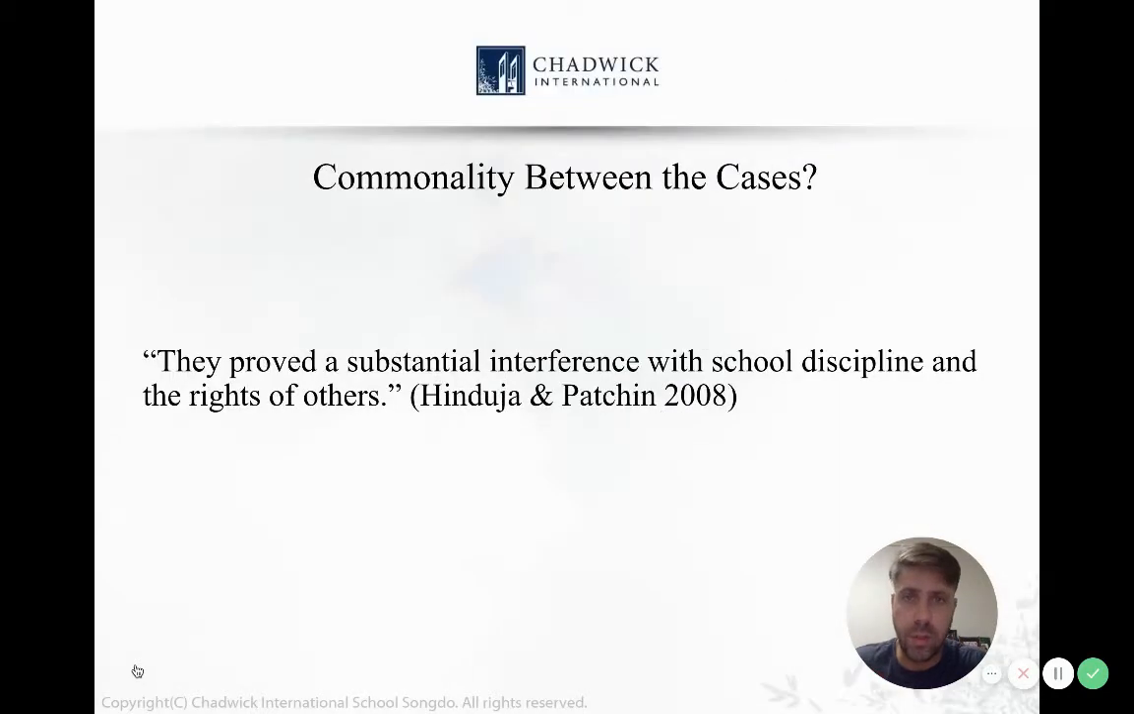So, what's the commonality between these cases? Well, they proved a substantial interference with school discipline and the rights of others. The ones that were applied to students and where the students were eventually suspended, that was the benchmark to which the court decisions were made. And so, to a large degree, that's what we're going to try to use as the basic principle under which we've framed our acceptable use and to decide whether or not there is indeed active cyberbullying happening and how to actually deal with it.